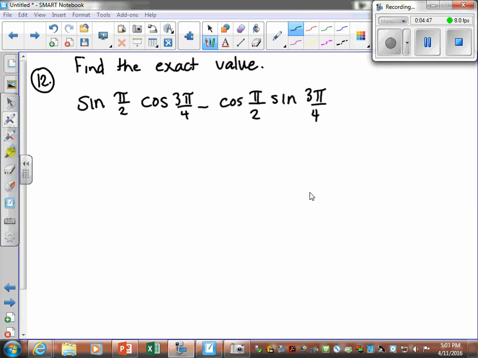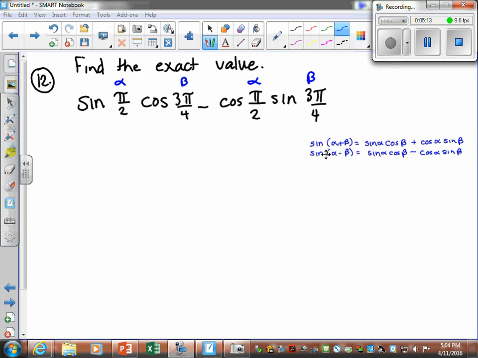Alright, in our next example, it just says find the exact value. Now, we can label these as alphas and betas, and then alpha and beta. Now we need to go find the formula that fits this: sine alpha cosine beta minus cosine alpha sine beta. So go back and look at your formulas and find the one that matches this.